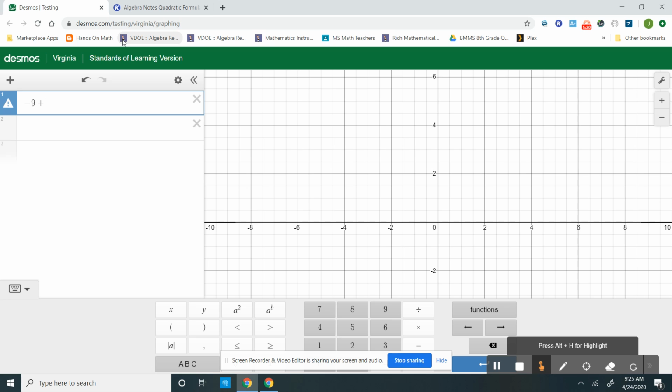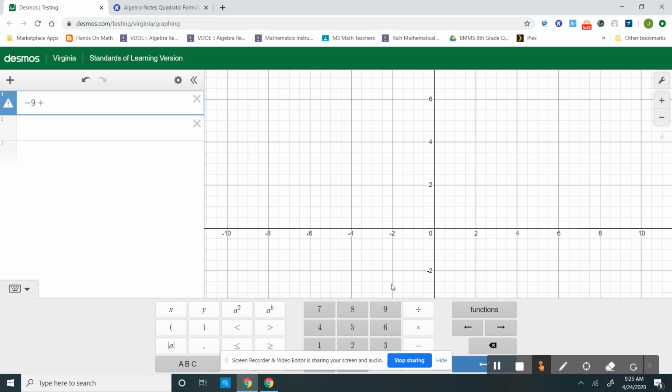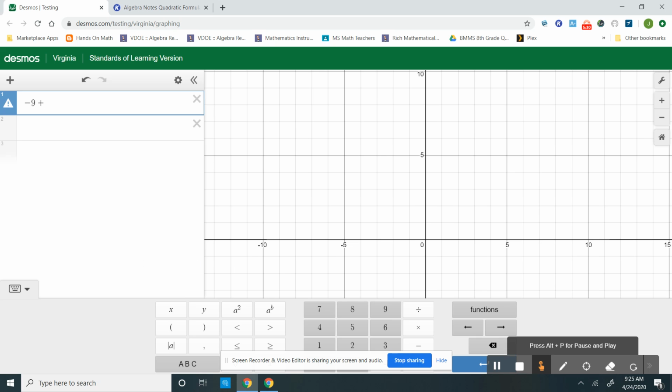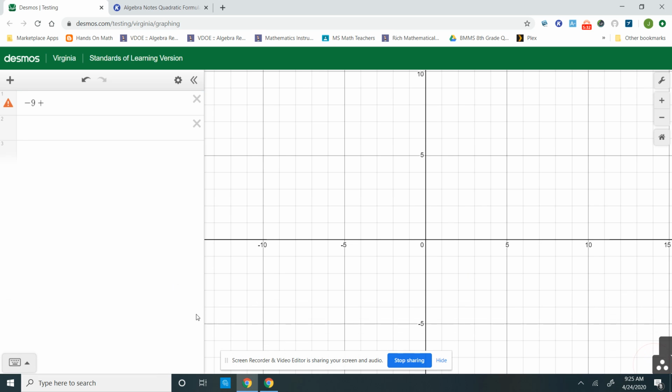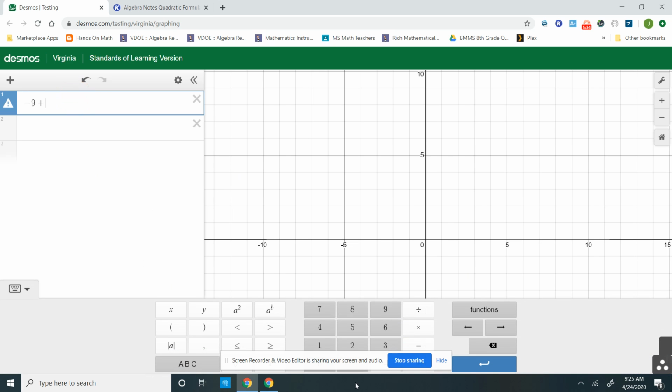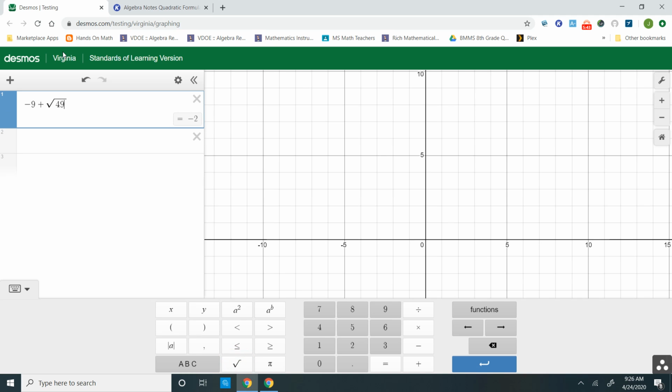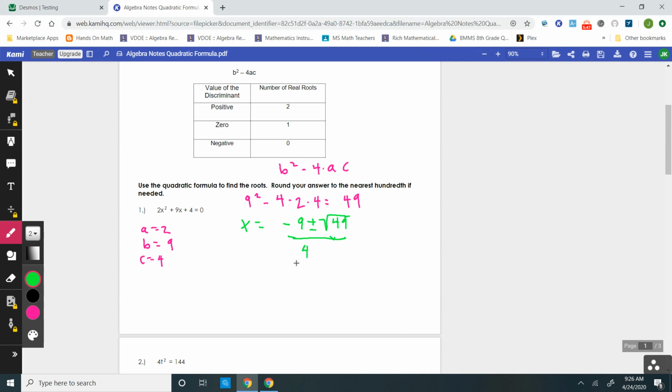And remember, you can get the square root symbol by clicking down here. Hold on, I can't figure out how to get this thing to go away. Okay, so then you'll have the square root of 49. Okay, and then you're dividing that. So you can look back here. So then you're dividing all that by 4.